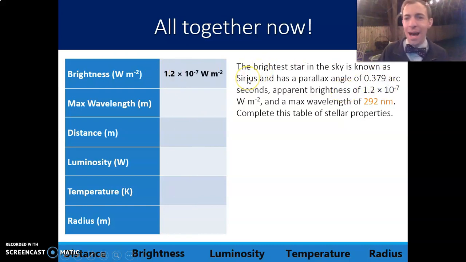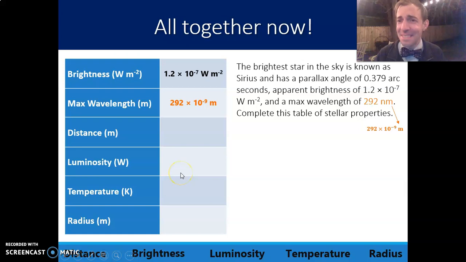The next one is already given to us as well. We just need to convert it into meters. So this is nanometers into meters: basically just take that 292, multiply by 10 to the negative 9th, and we can get that value in meters.